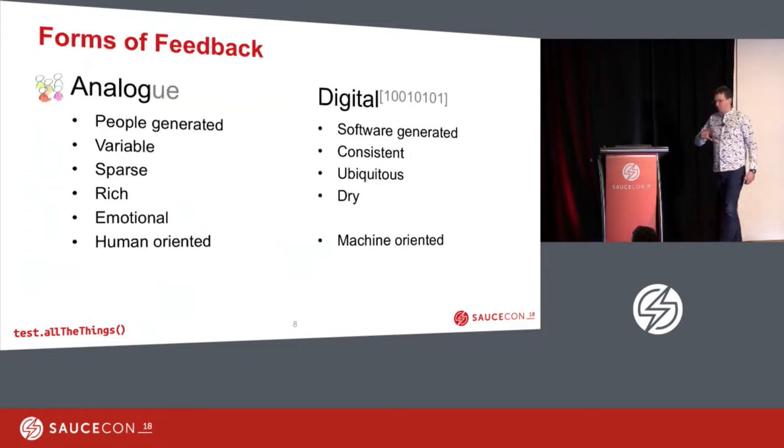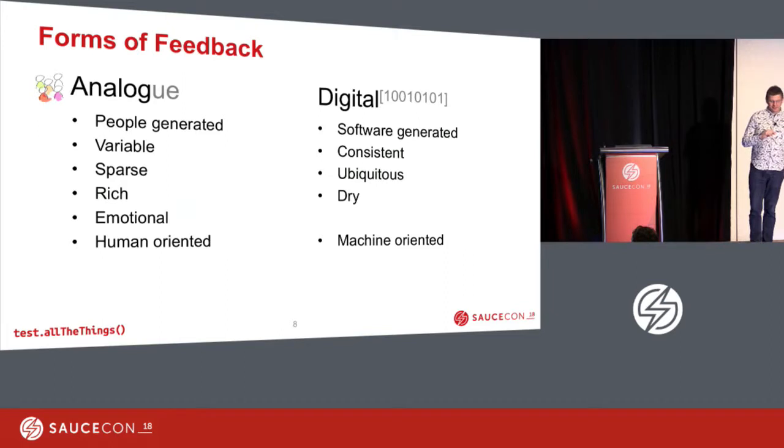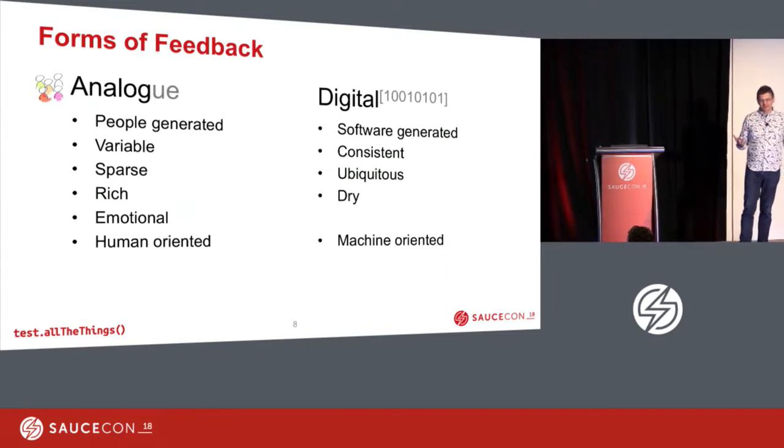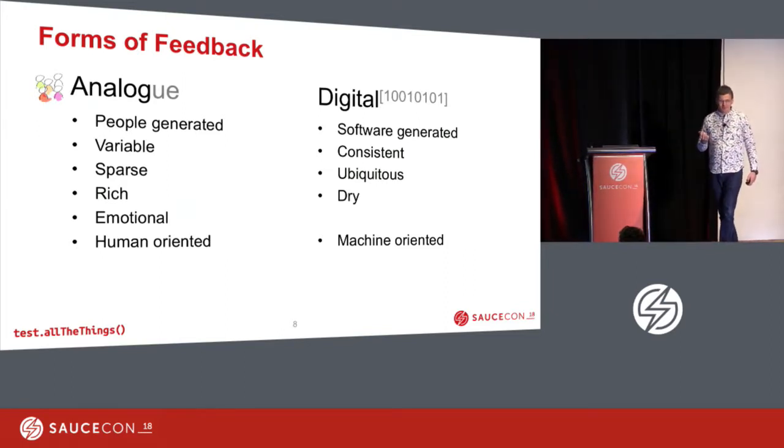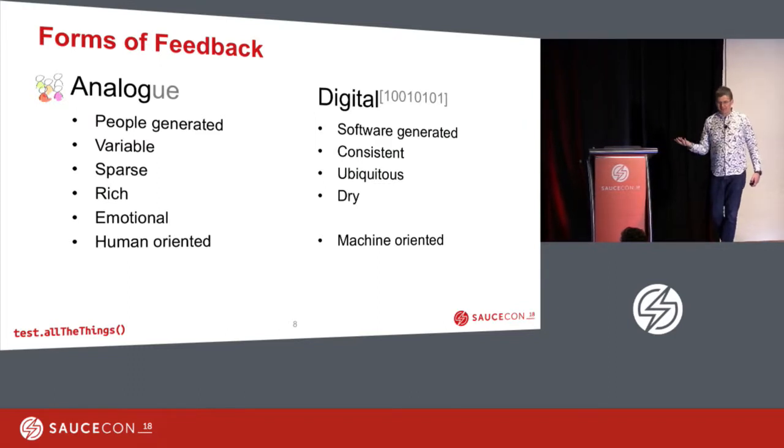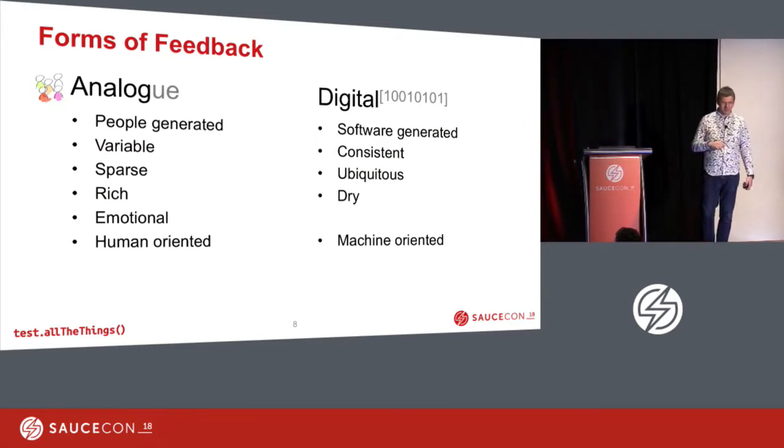We've got a couple of different broad categories of feedback. We've got what I describe as analog feedback. It tends to come from humans. Sometimes we ask for the feedback. Sometimes people give it to us anyway. It tends to be variable.